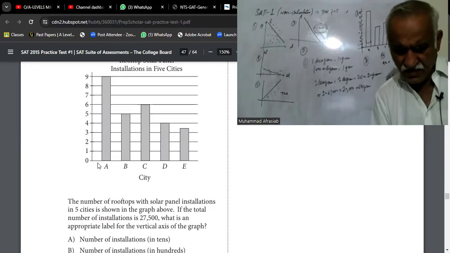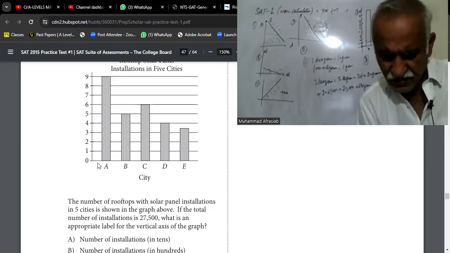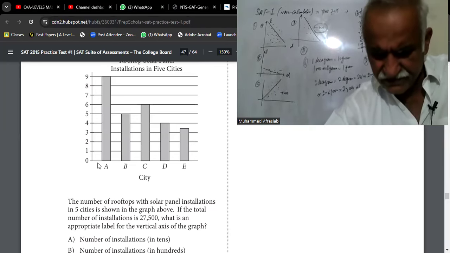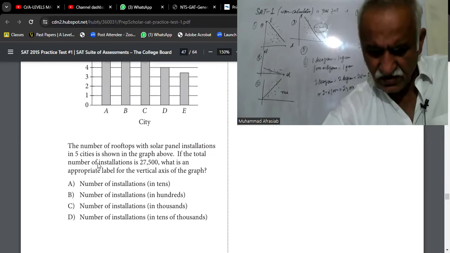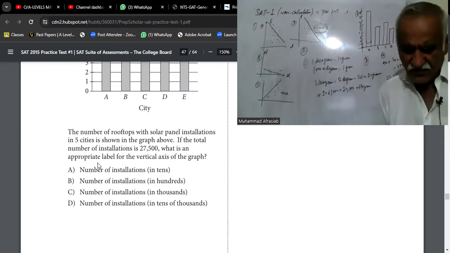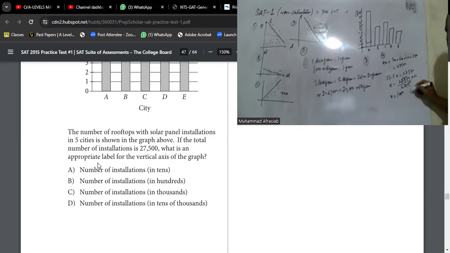Number of installations is 275,000. So the answer for this portion is the C part, number of thousands in installation of that. So C is the right choice for this question number 7.